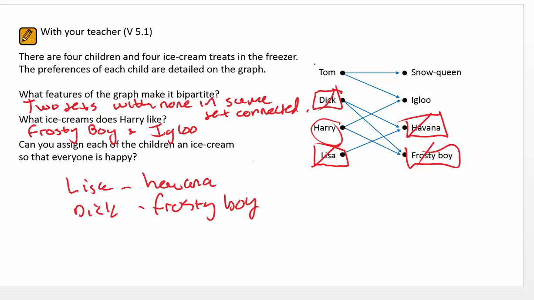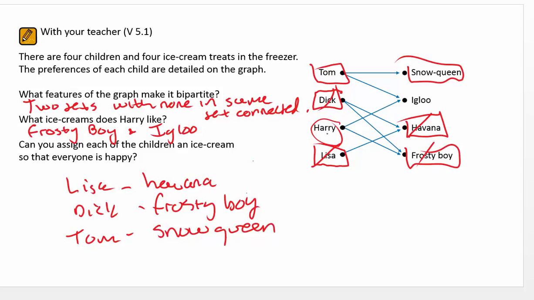Now Tom either likes an Igloo or a Snow Queen. The Snow Queen Tom connection is the only one there that will work. So that means that Harry will end up with the Igloo.